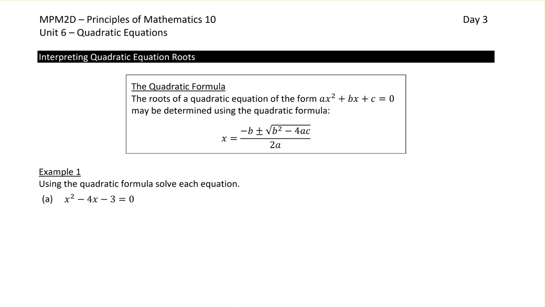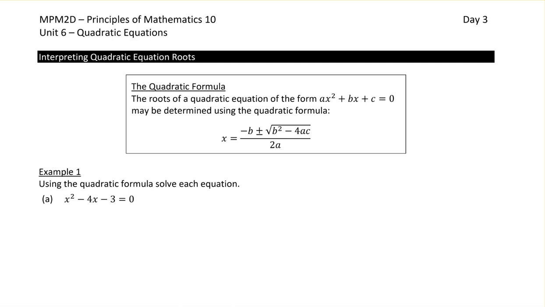Hello everyone. Today we are going to continue our discussion of quadratic equations and more specifically the quadratic formula. This is day 3 and this is the last piece of information that you will learn in our quadratic strand, and then we'll be moving on after that.